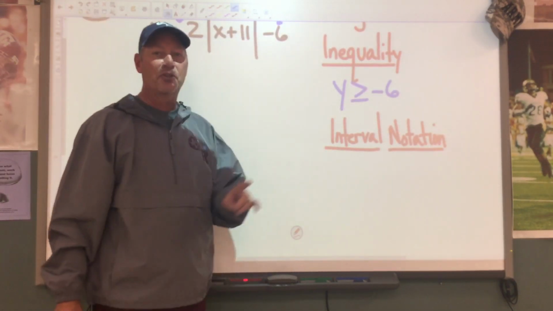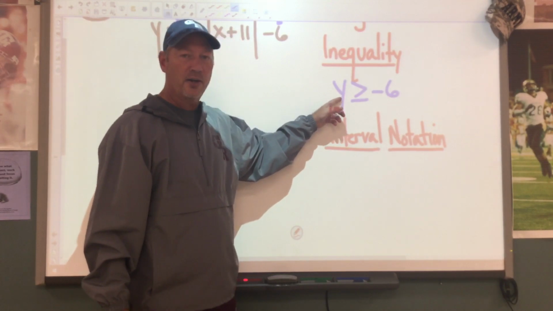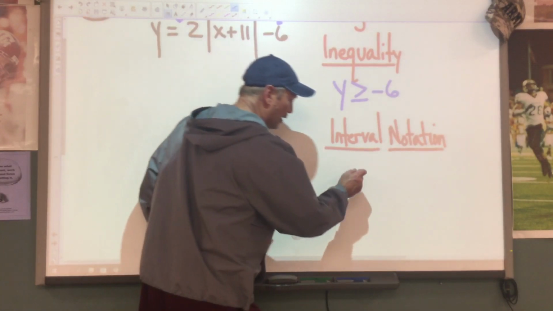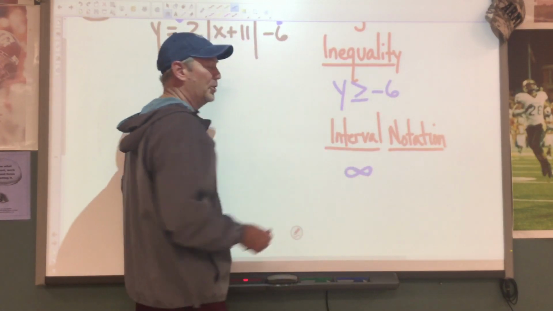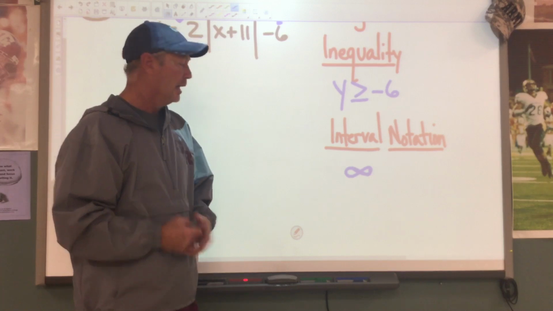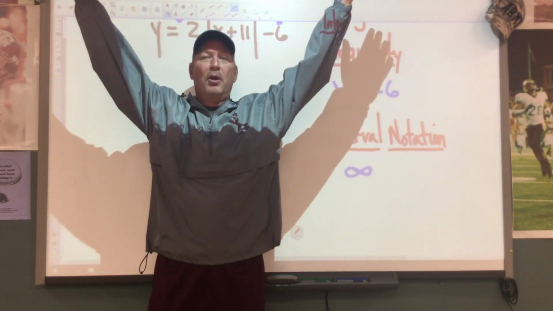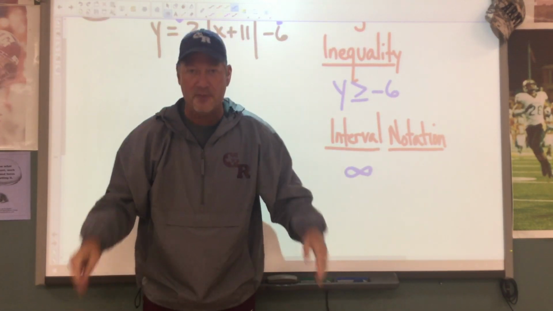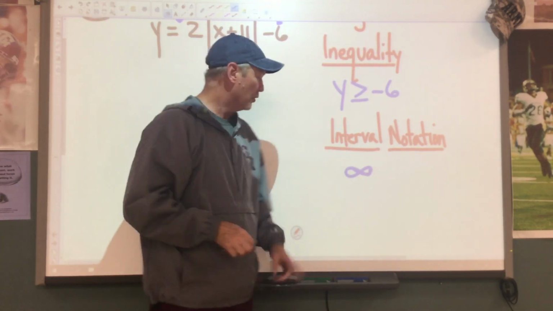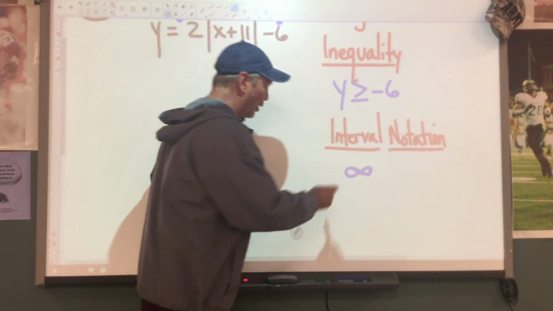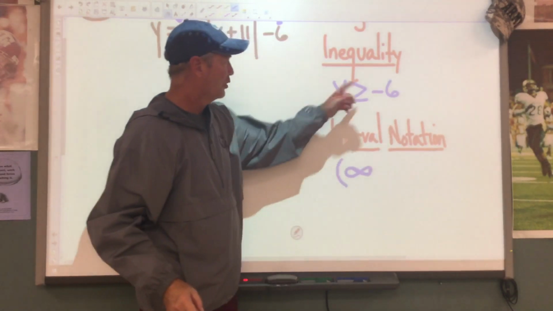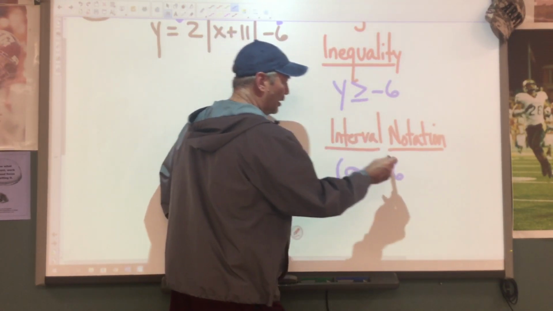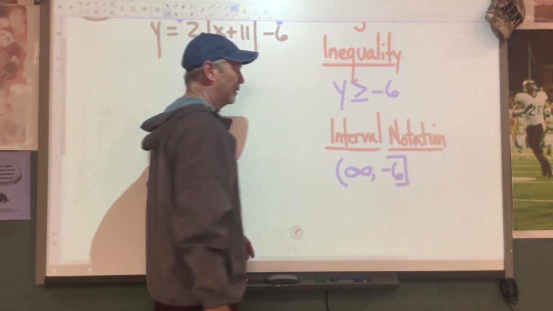Now, here's what you need to understand. Anytime that you start with your letter, that means you need to include an infinity. You need to include infinity if you have a y in your answer, okay? Now, since we're going up forever, that is positive infinity. If we were going down, that would be negative infinity. But we're going up, so this is going to be positive infinity. And we're going to go from positive infinity to where? We're going to go to negative 6. But there's a bar underneath, so that means we get a hard bracket.